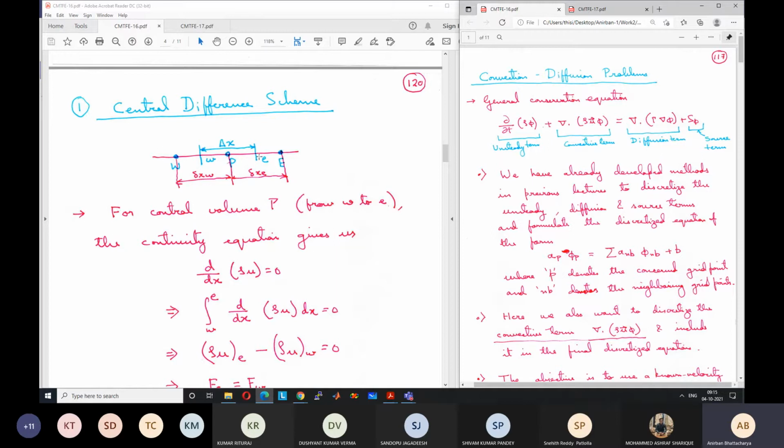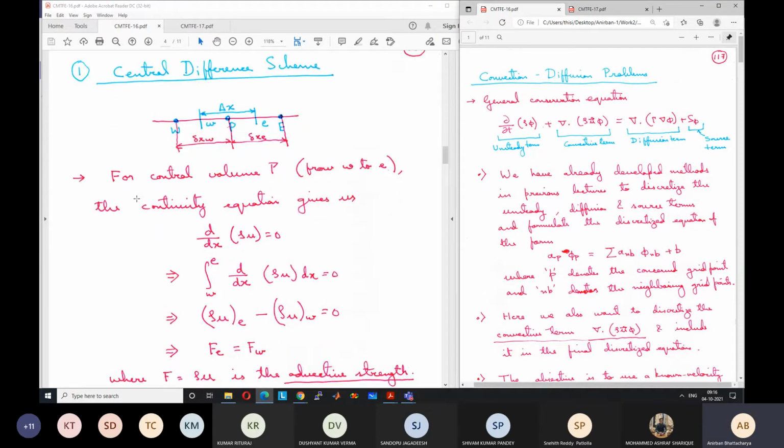To find the rho and gamma values at the interfaces, rho we will see later, but to find the gamma values, you know how to find them from the grid points. What will we do? Generally, harmonic mean will be more suitable. We have already discussed this. So let us try to discretize using common sense.